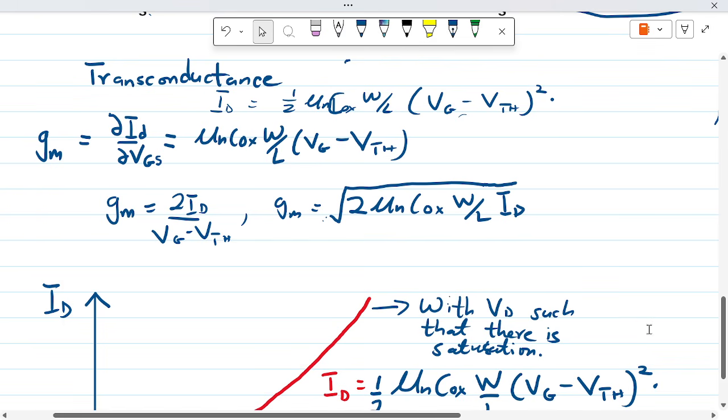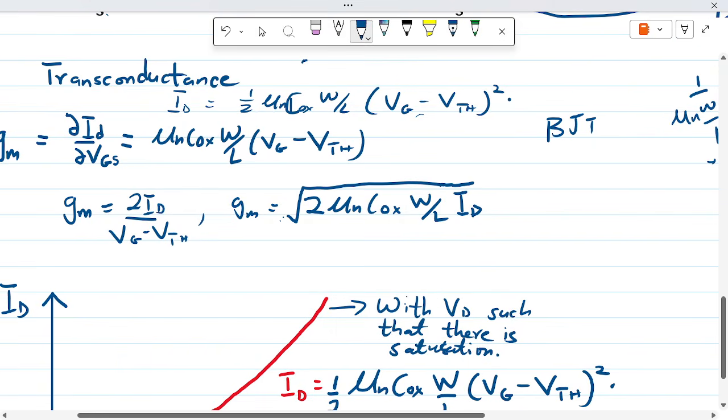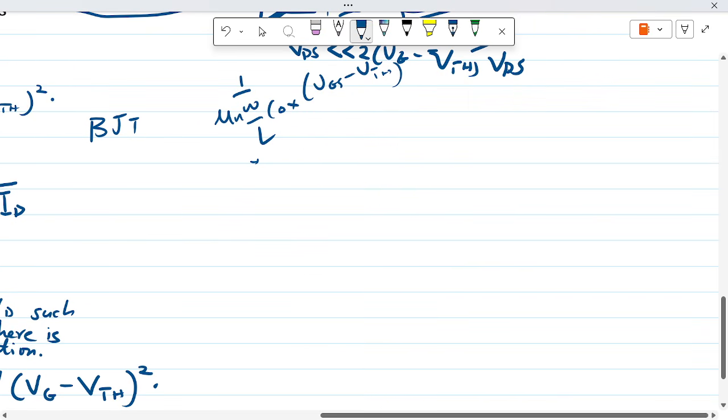Hi, in this video, we look at transconductance. We are already familiar with transconductance in the BJT. So a quick reminder, we want to build an amplifier from a voltage dependent current source.